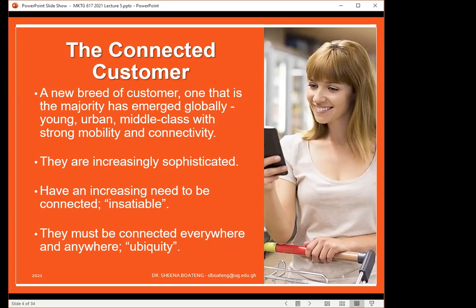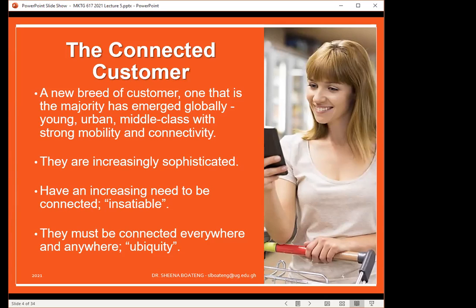Yes, Doc. Yes, please. Yeah, sure. Good, right? So this is a typical representation of the insatiability that we are talking about when it comes to the need of this group to be connected. We can also talk about the fact that they must be connected everywhere and anywhere, right? So that means that they rely on the ubiquity of the internet to ensure that everywhere they go, they are connected either by their smartphone or by any other mobile device that they have on them that can help them to stay connected with the internet and be able to be abreast of all the changes that are taking place.